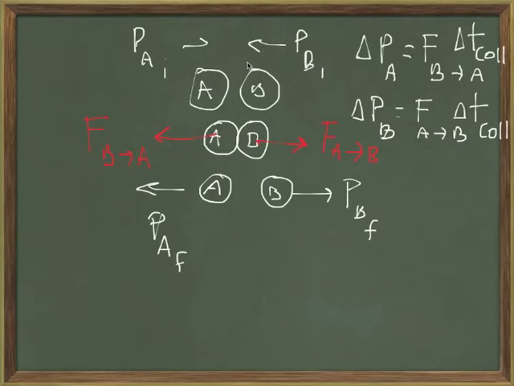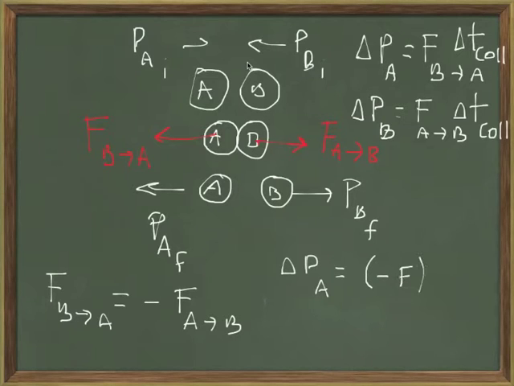Equal but opposite, right? Remember that the direction is very important when we're dealing with vectors. So the equation that we have is that F of B on A is equal to minus F of A on B. Right? Newton's third law. So if I write that over here, what do I get? Let me call the magnitude of that force F. So the force that B puts on A is minus F, and the change in momentum of A is going to be minus F times delta T.